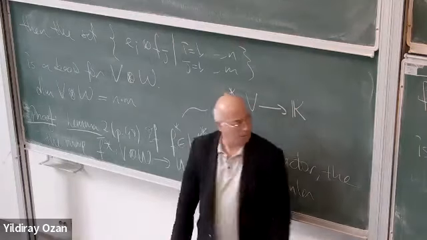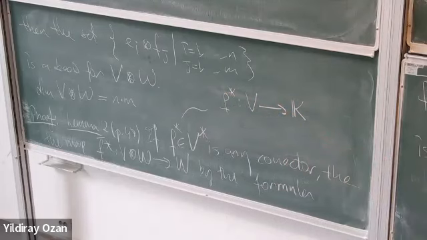So for this to be a map, you have to prove two things. First of all, this is well defined. Second, it's a linear map.